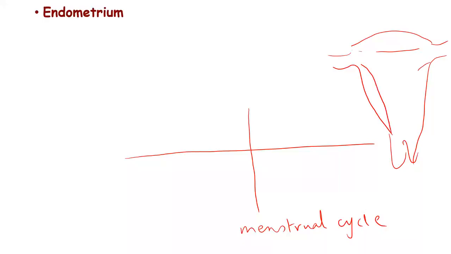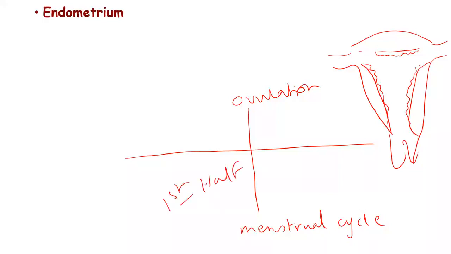This is the uterus, and this is the endometrial lining here. Okay, this endometrium is under the effect of hormones during the menstrual cycle. We have ovulation here, in the middle of the cycle. In the first half of the cycle, we have estrogen hormone, and this estrogen hormone leads to proliferation of the endometrium. So I have proliferation of the endometrium during the first half of the cycle.